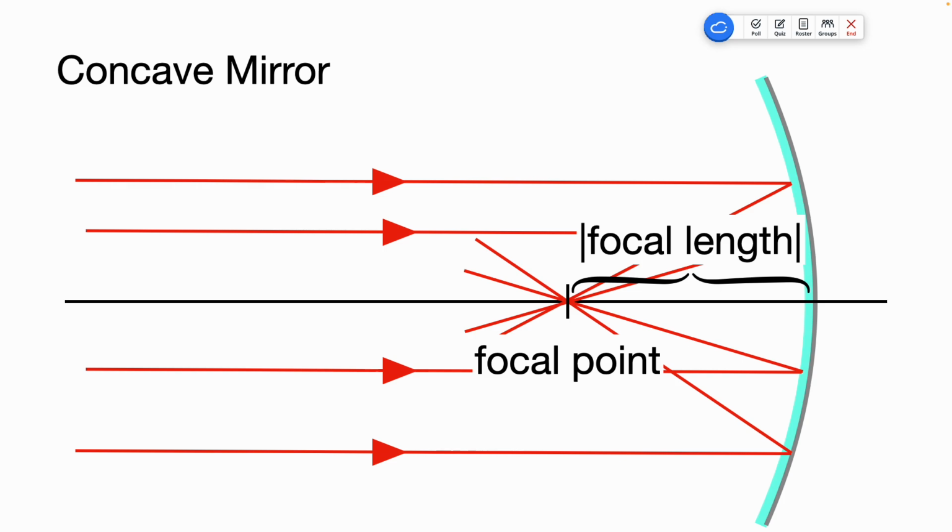Here we have another example. I can show you that if I have a concave mirror, that indeed all the parallel light should be focused into one point over here. So that is a concave mirror. So far so good? Alright.